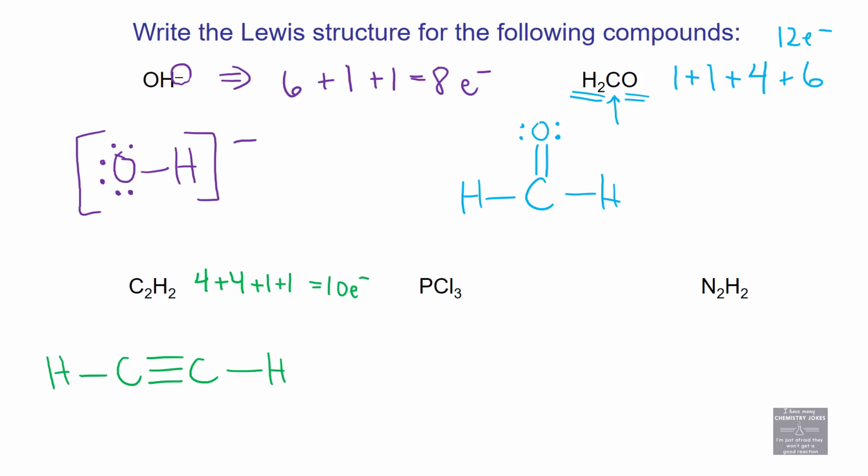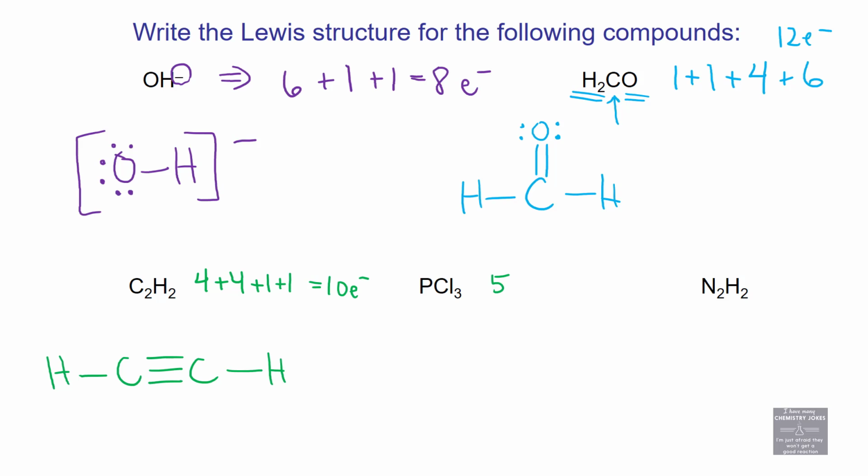So if I do a little of this, that makes each carbon now make 4 bonds the way we want it to. It makes hydrogen make 1 bond the way we want it to. 2, 4, 6, 8, 10. That's the perfect Lewis structure of C2H2. It's excellent. Okay.